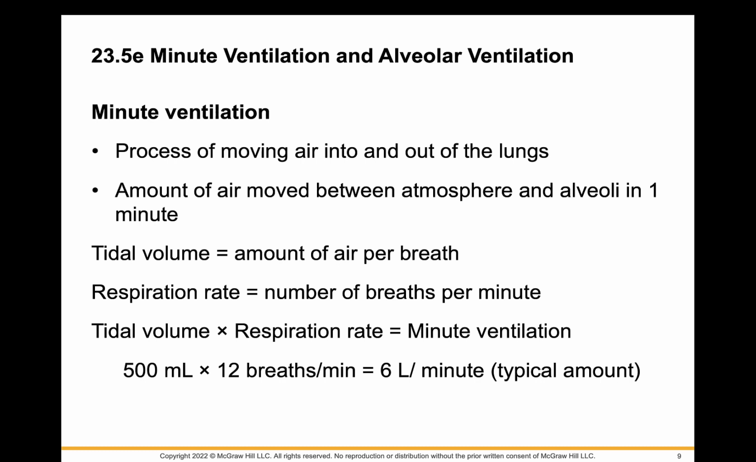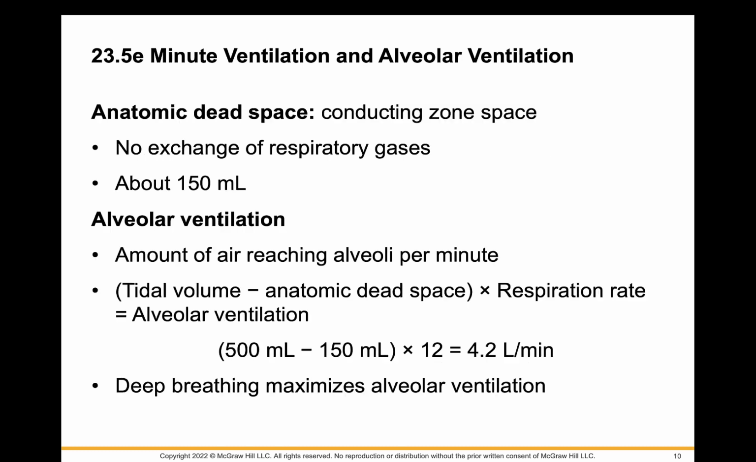So go back to cardiac output. Cardiac output was determined by stroke volume and heart rate. Here we're looking at tidal volume and respiratory rate to determine minute ventilation. So if we look at a sample minute ventilation, we can look at 500 mils as a normal tidal volume. 12 breaths per minute is a normal respiratory rate, and that would work out to a minute ventilation of about 6 liters per minute, and that's an average value.